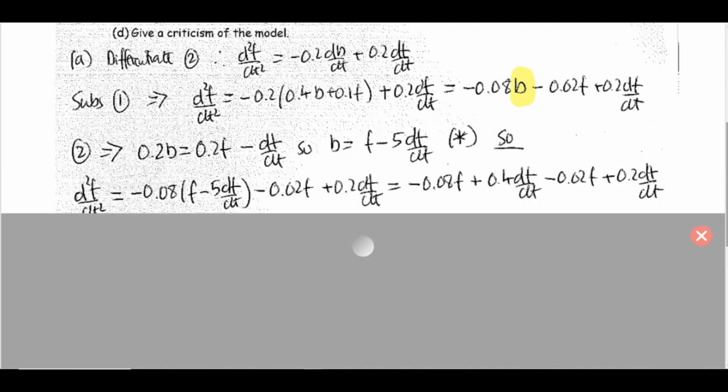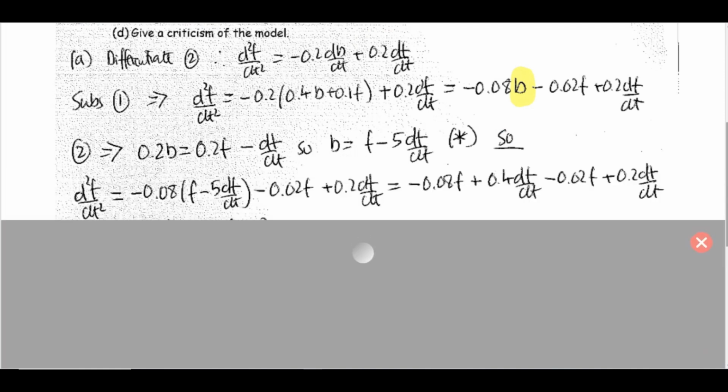So this will give me d2f by dt squared is minus 0.08 times, in a bracket, f minus 5 df by dt, replacing b with that, minus 0.02f plus 0.2 df by dt. We're nearly there, folks, for the first part. If you expand that bracket, you will get minus 0.08f plus 0.4 df by dt. Expanding the first bracket, minus 0.02f plus 0.2 df by dt.